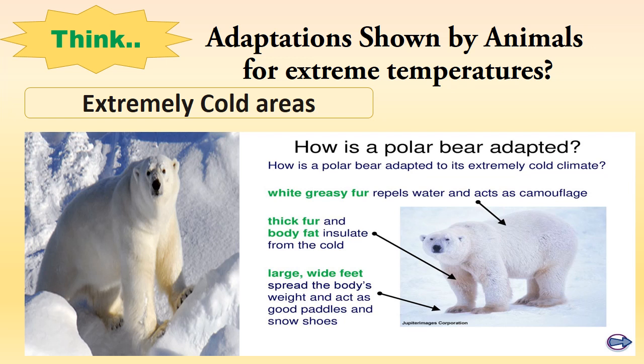So the temperature is different in different places of the earth. You know that closer to the equator, you find countries that have very high temperatures. They have extremely hot temperatures. Extremely means you cannot bear the temperature in some countries.